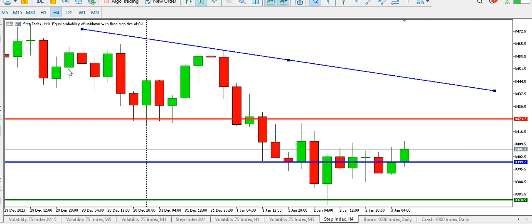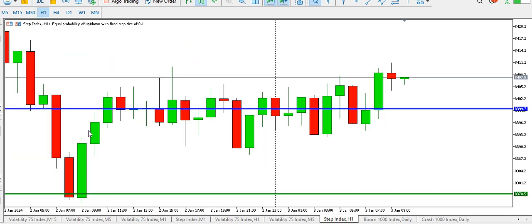high, a low, lower high, lower low, lower high, lower low. What we are looking at is the price is currently ranging. The price is ranging. We might see a lower high somewhere around it for price to continue downwards.